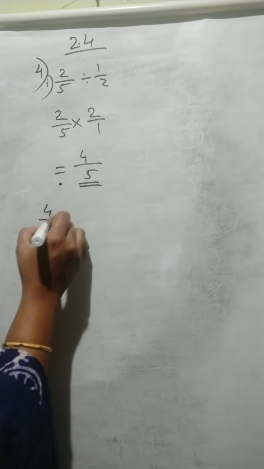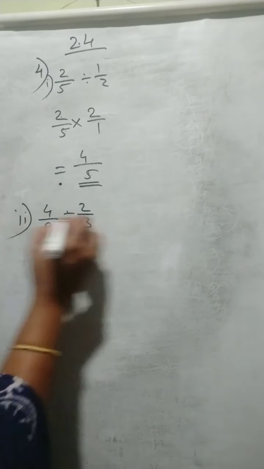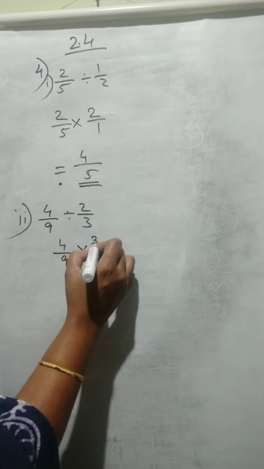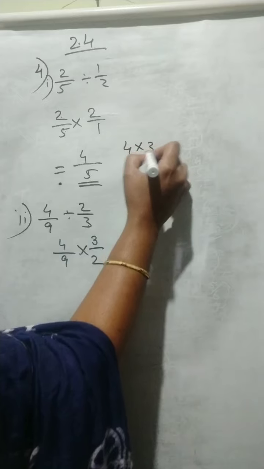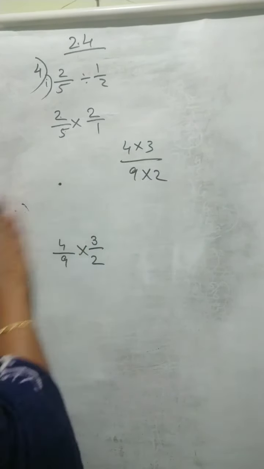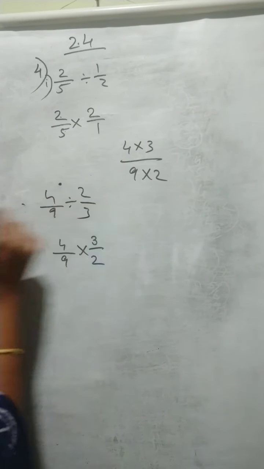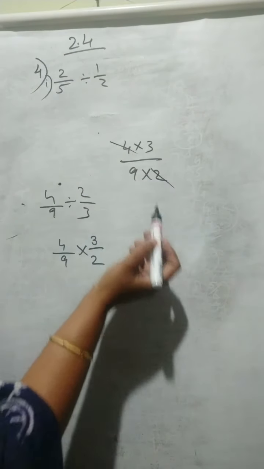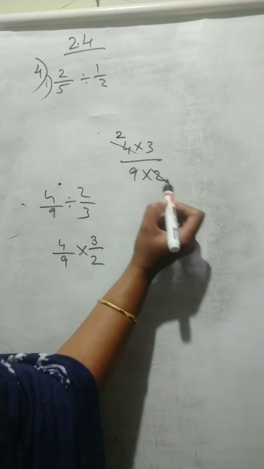Next question, 4 on 9 divided by 2 on 3. Then the second question, okay. Then 4 on 9 multiplied by reciprocal of 2 on 3, 3 on 2. Then 4 times 3, then 9 times 2. We can cut some numbers, this 4 and 2. We can cut both numbers by 2 itself. 4 divided by 2 is equal to 2. 2 divided by 2, 1.